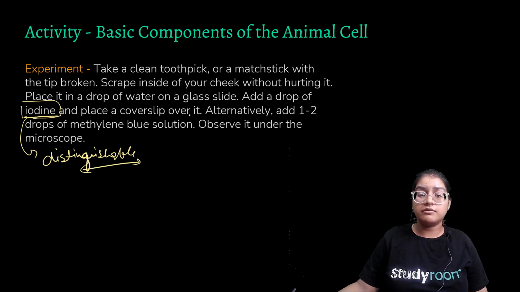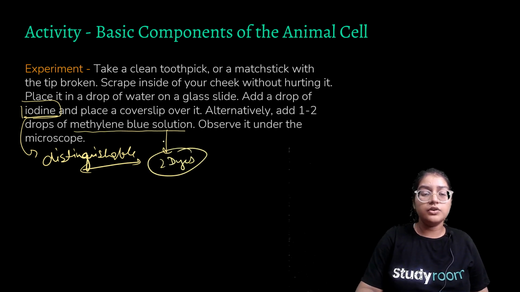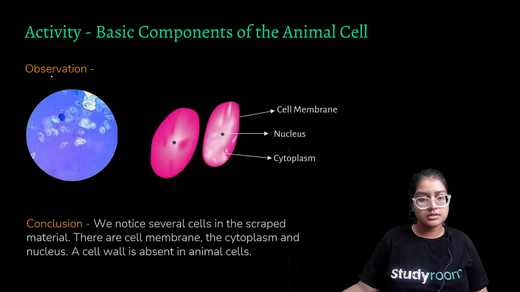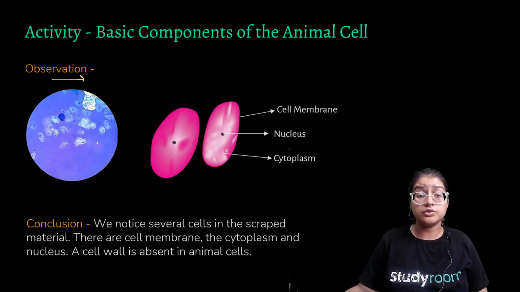So you have to cover it with a cover slip, and then you have to add the methylene blue solution. So we are observing it under two certain types of dyes. What you'll see is our observation here. I know this is not very clear because we have used methylene blue, that's why it is blue in color. So this is the cell which you'll see.